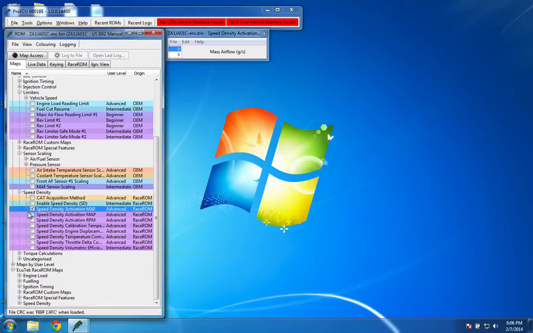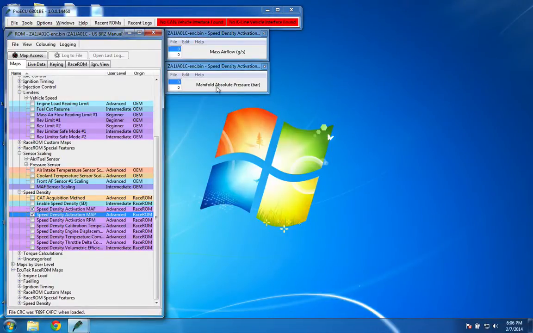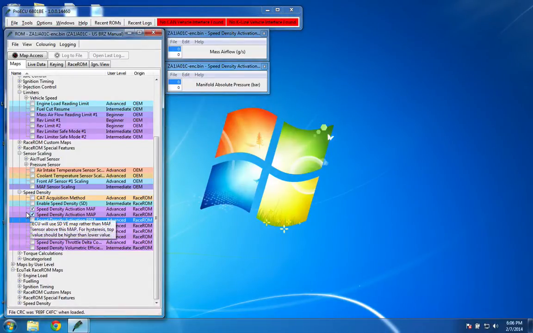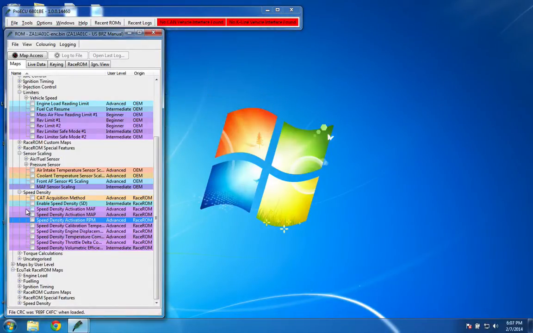Another way that you could do it is with manifold absolute pressure. So if you want to run speed density when you're in boost and then MAF when you're in vacuum, however you want to do it. There's also an RPM threshold that you can use, which is also just another way of setting up the hybrid. And of course you can mix and match these and use more than one if you want.